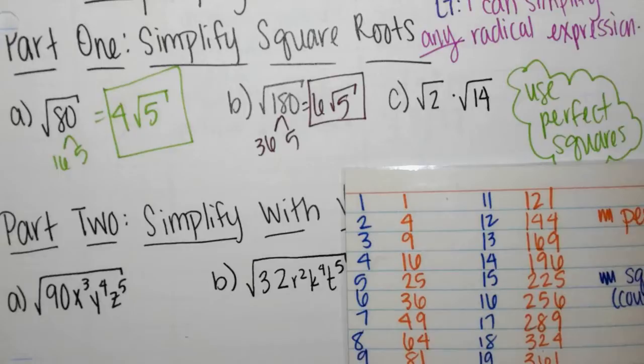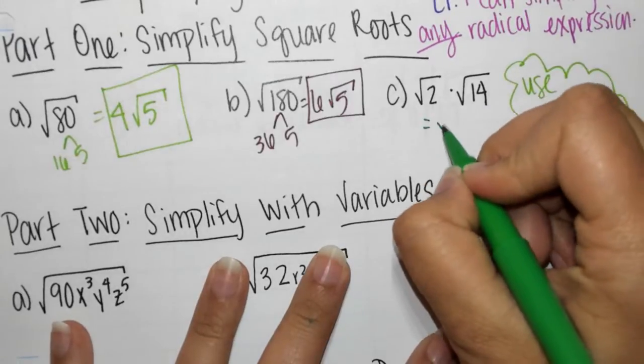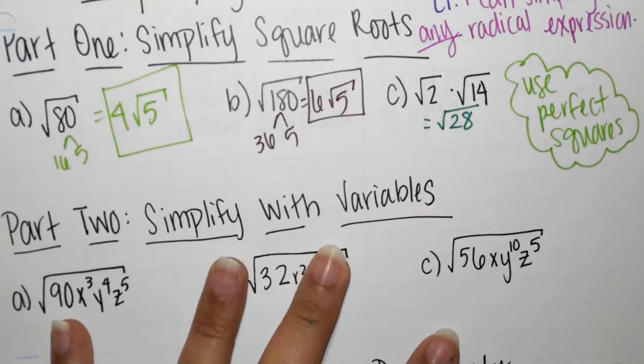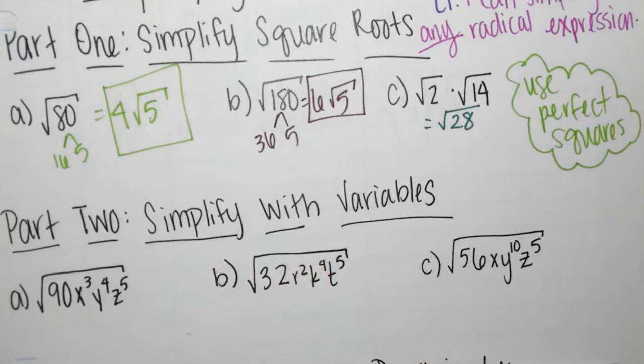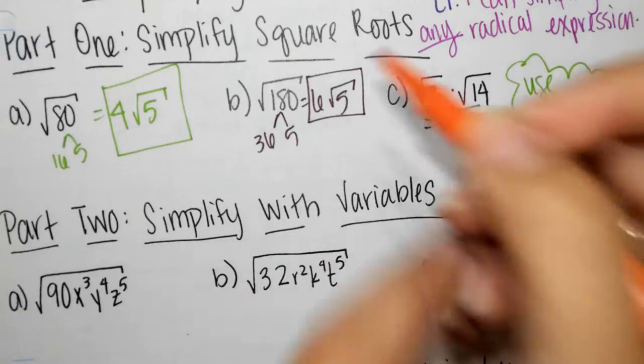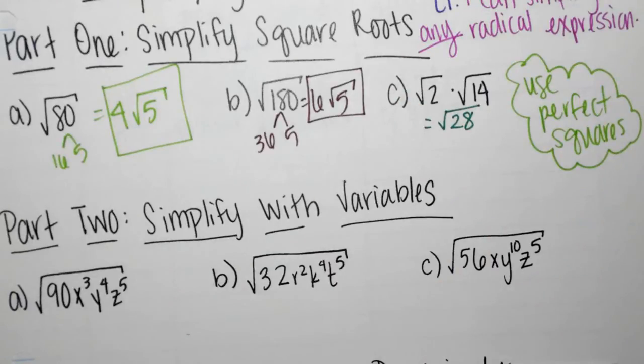Then for number C, you first multiply 2 and 14 together. And that gives you the square root of 28. Now the reason you can multiply those together is because they're both under the radical. If they were not under the radical, you would not be able to multiply them together. Let me change how I just worded that.